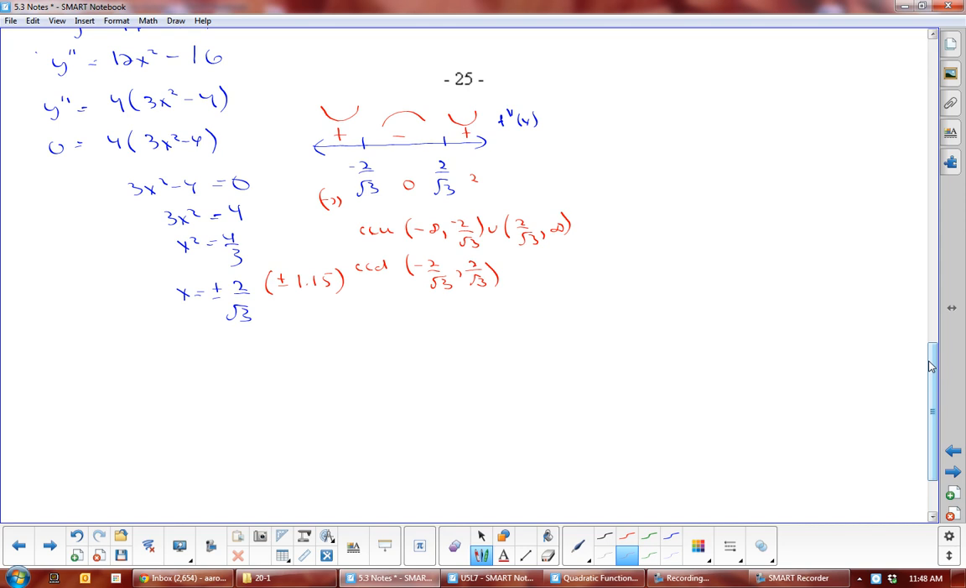Okay, we're almost ready to graph it, but I do not know when it's changing from positive to negative concavity, but I do know the x value of it, so to find the y value, I've got to put into the original equation. So f of negative 2 over root 3, and I know I did that somewhere. What did I get? Oh yeah, negative 80 over 9. And f of 2 over root 3 equals negative 80 over 9.